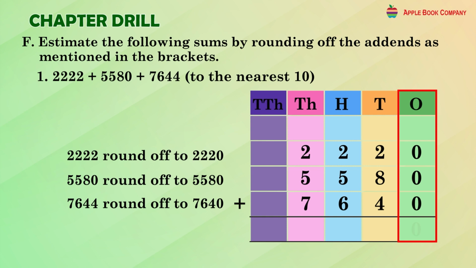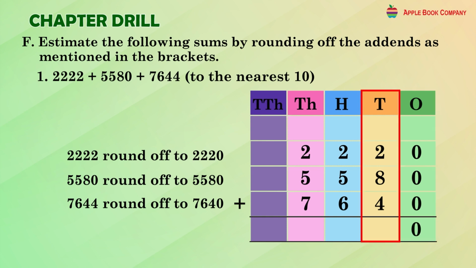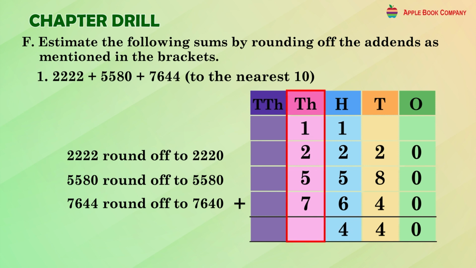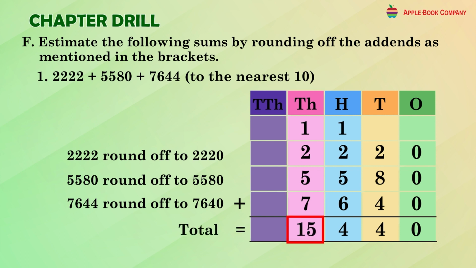Now when we add them together, which is 2,220, 5,580, 7,640, while placing them in the correct columns, in ones we get the answer 0. In tens, 2 plus 8 plus 4 gives us 14. So we write 4 at the bottom and carry 1 to the top. Now 1 plus 2 plus 5 plus 6 in the hundreds gives us 14. We write 4 at the bottom and carry 1 to the thousands. 1 plus 2 plus 5 plus 7 in the thousands gives us 15. So the total is 15,440.